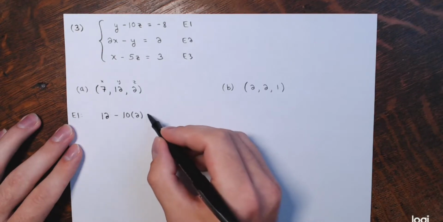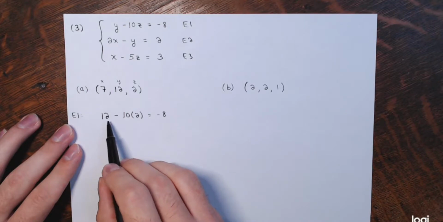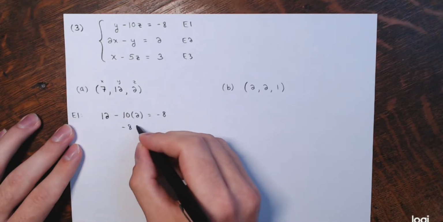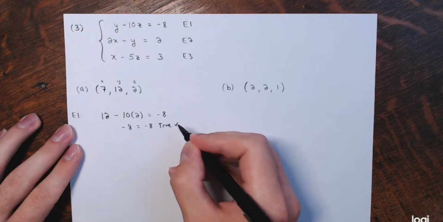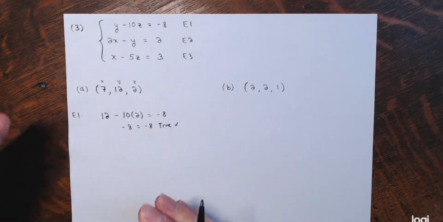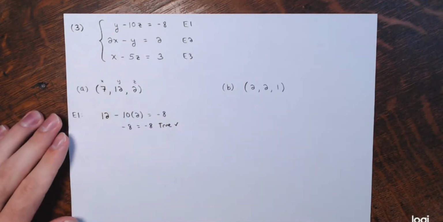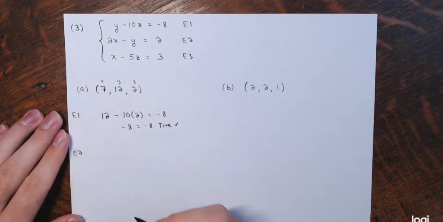And is this equal to negative 8? Well, this is 12 minus 20, which is negative 8. All right, we get negative 8 equals negative 8, a true statement. So far so good. This ordered triple is a solution of equation 1. Let's see if it's a solution of equation 2.